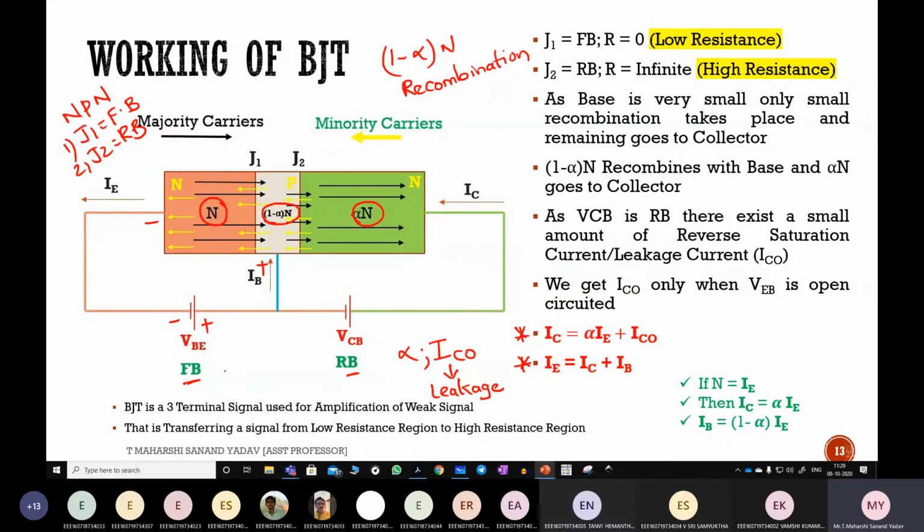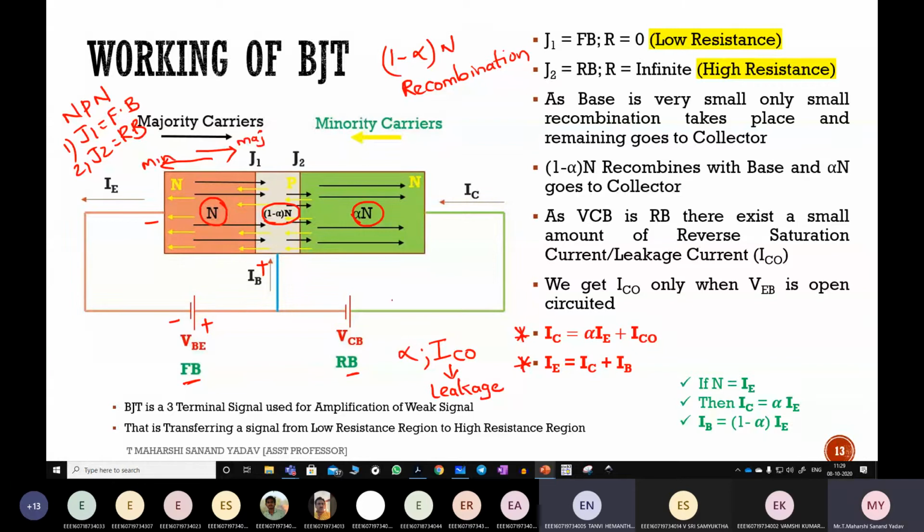So what is happening internally? In which direction are majority carriers moving, and minority? Majority carriers move towards the depletion region, that is towards the base. And minority carriers move away from the depletion layer.